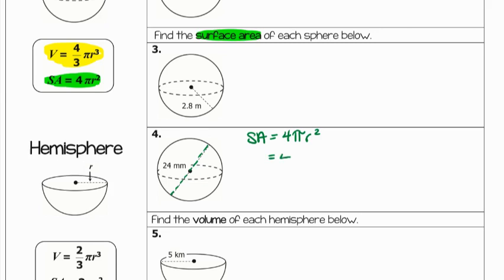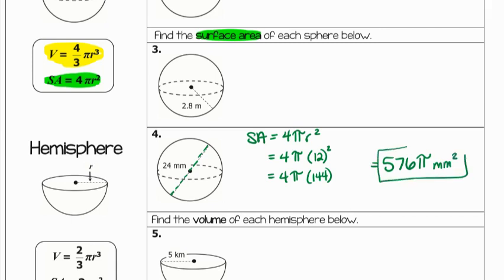So to get my surface area, I do 4 pi and then 12 squared. That would be 4 pi times 144. And then if we do 144 times 4, we get a final answer of 576 pi millimeters squared. Okay, so again, pretty straightforward. Just got to know your radius, plug it in, go from there.